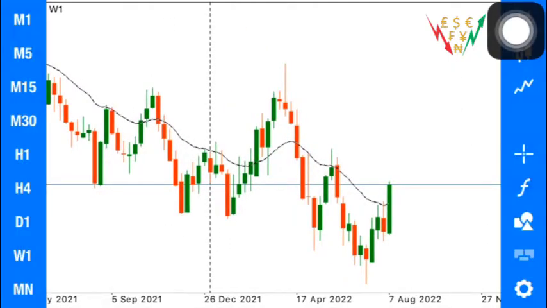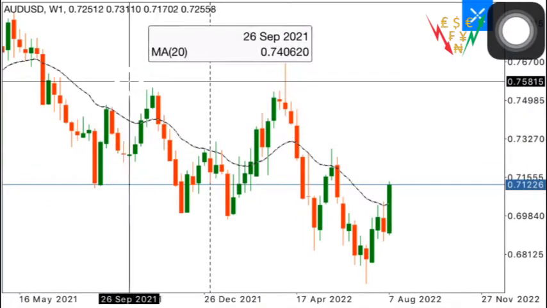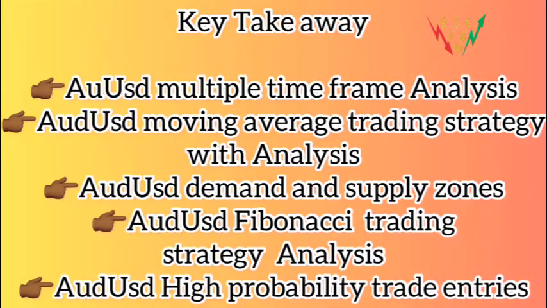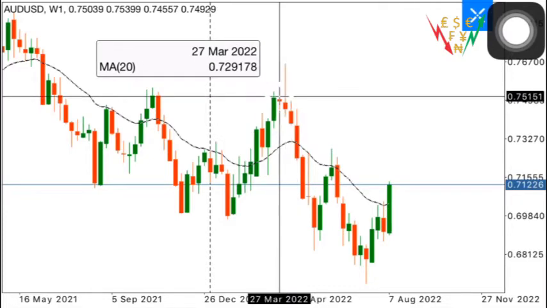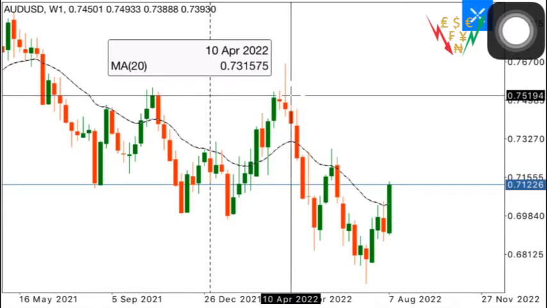So in this content, guys, we'll be looking at the AUD/USD analysis, right? AUD/USD market analysis. And for the AUD/USD, guys, we'll just be looking at the weekly time frame, the daily time frame, and the 4-hour time frame, right, to build our sentimental bias for the market.